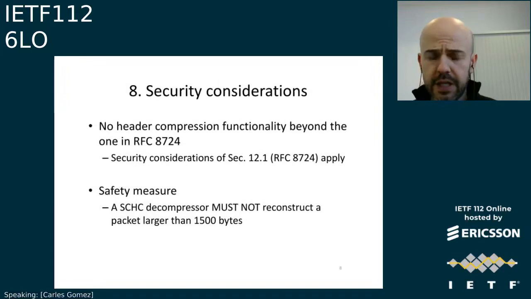So we also have some initial content in the security considerations section. Because the document does not define header compression functionality beyond the one in RFC 8724, we state that the security considerations of the corresponding section 12.1 from the basic specification apply. And also we add that, as a safety measure, a SCHC decompressor must not reconstruct a packet larger than 1500 bytes, to avoid some type of attack which might want to overload the resources of the receiver, the decompressor.